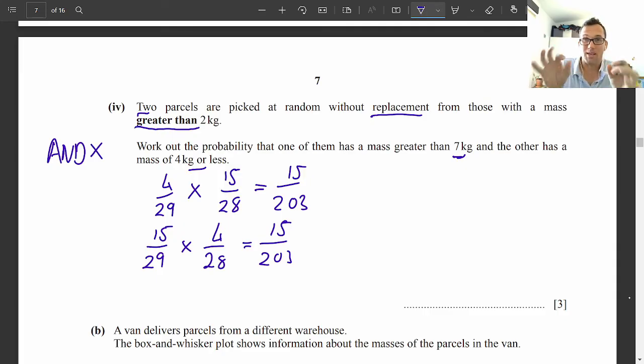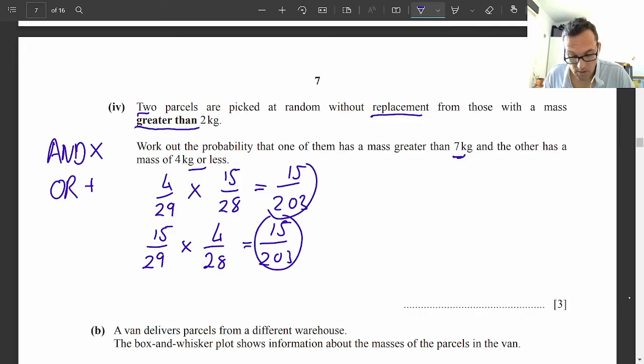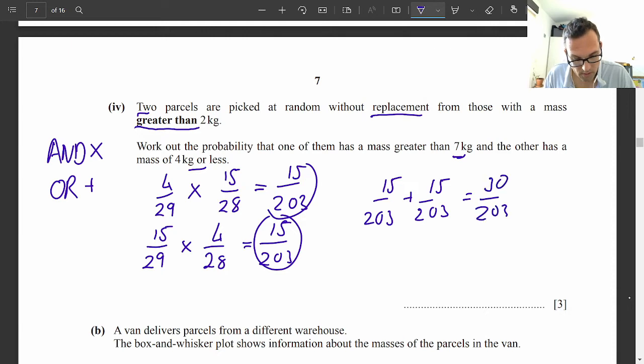Now these two things cannot happen at the same time: picking the 7 kilogram and then the 4 kilogram, or picking the 4 kilogram and then the 7 kilogram. We do the one or the other event. So in this case, it's the OR rule, so we need to add together these two probabilities, or multiply it by 2, whichever you prefer. So the two possible outcomes are added together, which gives us 30 over 203. Can it be simplified? Check quickly on your calculator. If it can be, it will simplify it for you. But nowhere does it say it's required in the simplest form, so that should be enough. 30 over 203.